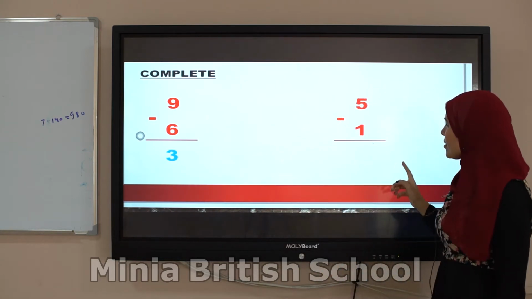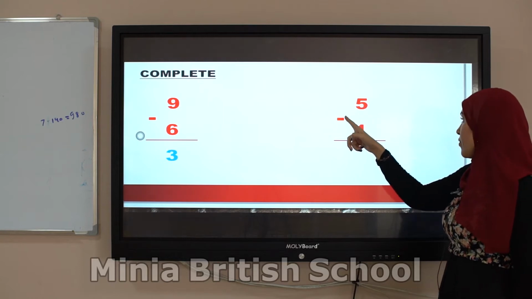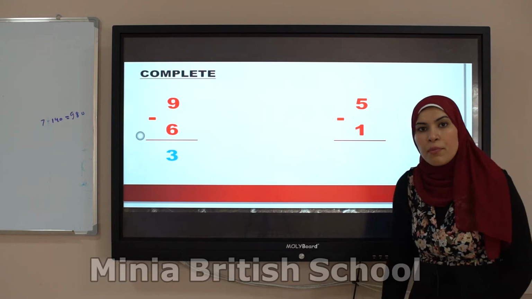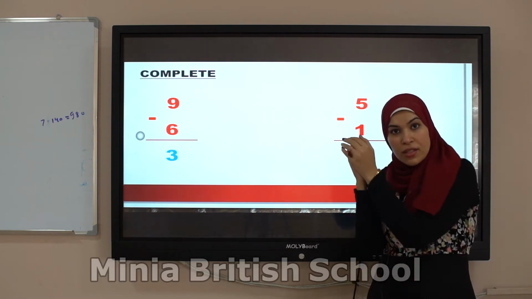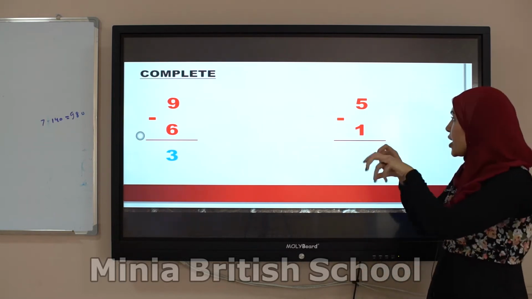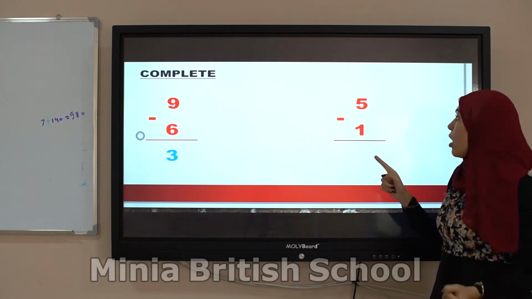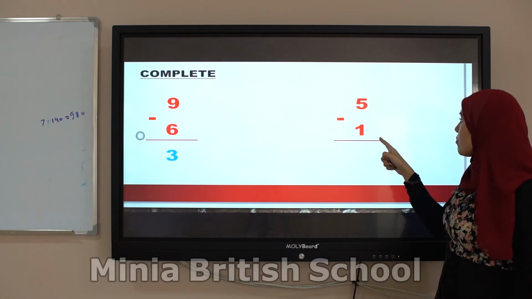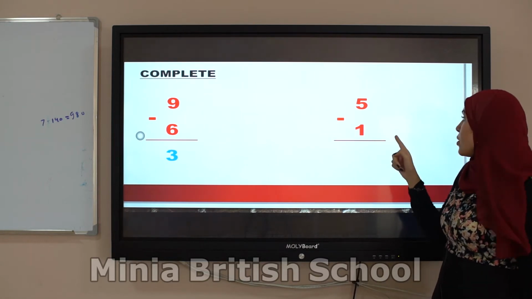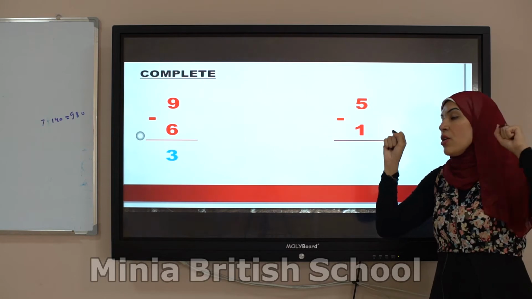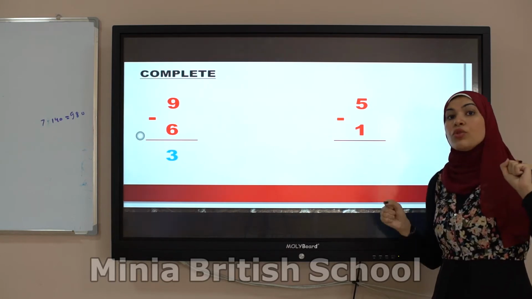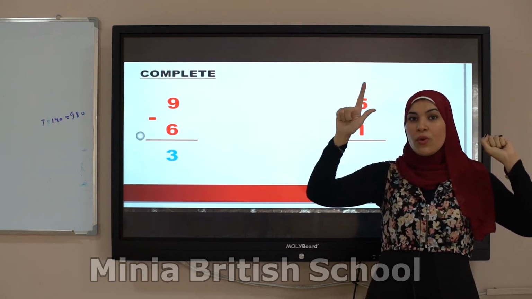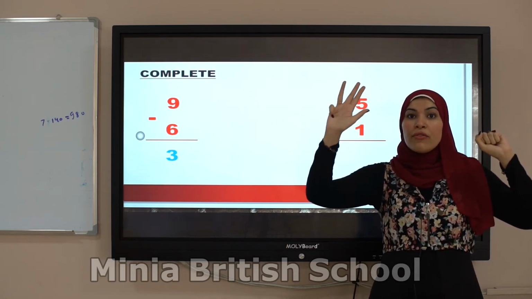Another exercise. Read 5 minus 1. Remember, in subtraction, I count from the smallest number to reach the greatest number. Ask yourself, where is the smallest number here? The smallest number is number 1. So, I close my fingers and count after 1 to reach number 5. Here, after 1: 2, 3, 4, 5.